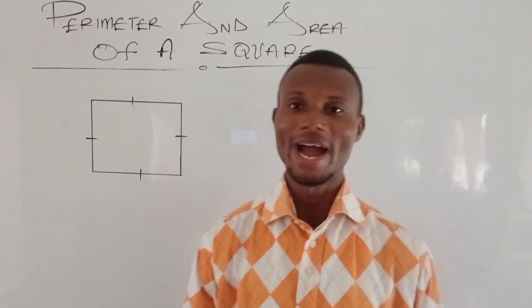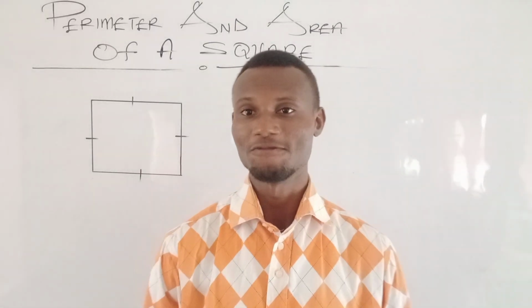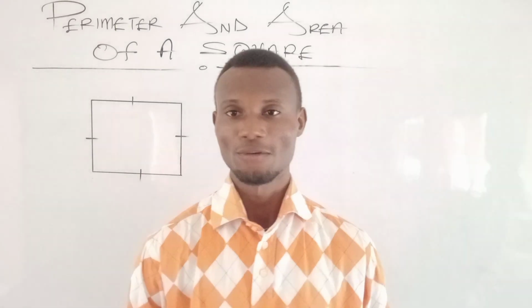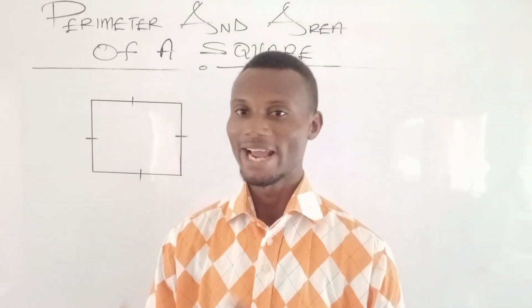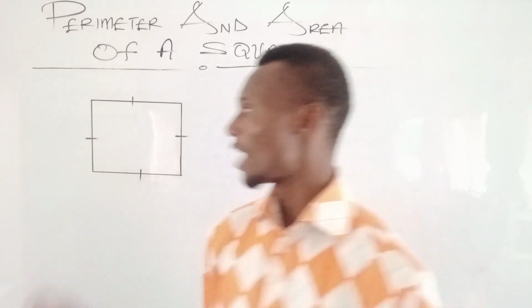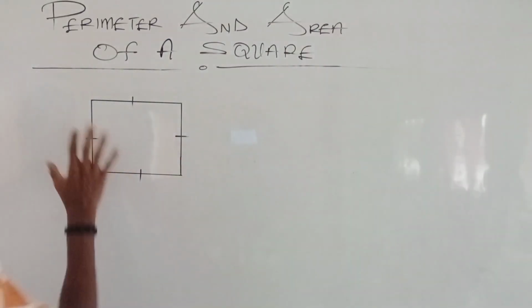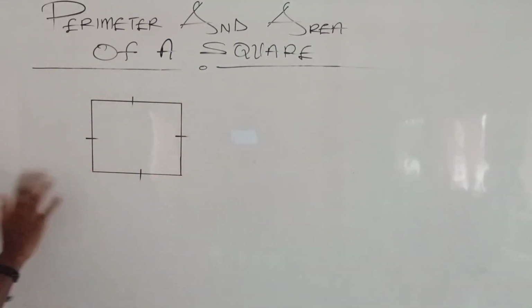So now let's go ahead and derive the formula for finding the perimeter of a square and also the area of a square. I've explained to you that a square is a plane figure which has all sides equal.